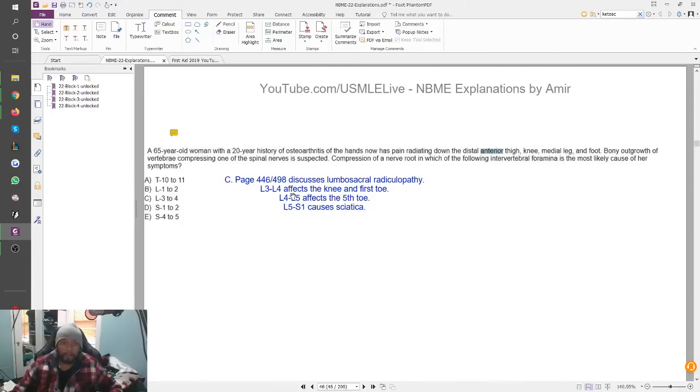So that was it for this guy. L3 to L4 affects the knee and first toe. L4 to L5 affects the fifth toe, and L5 S1 causes sciatica, which is posterior.